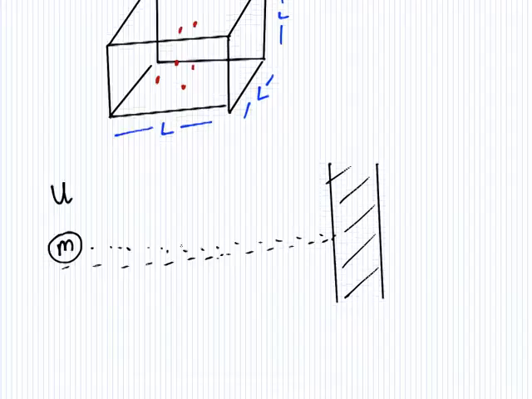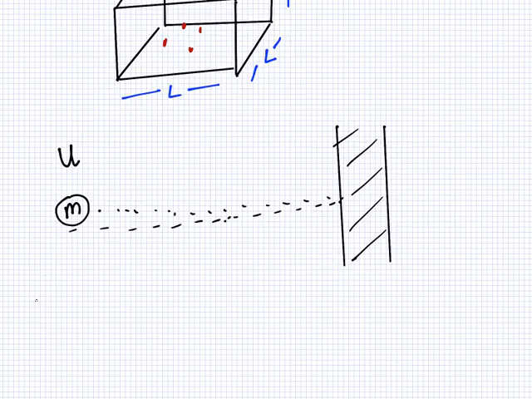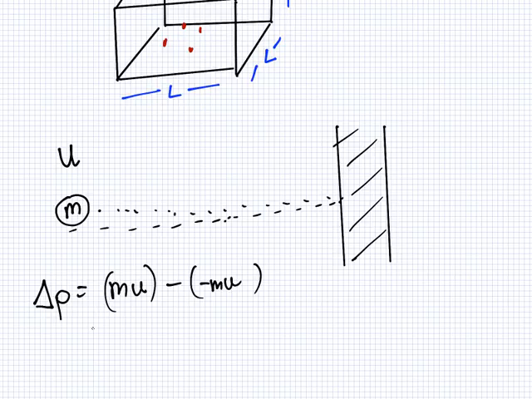Got that? Yeah? So, let's have a look at what's happening here. There's going to be a change in momentum, because before it hits the wall, its momentum is mu. And then what's its momentum after it hits the wall? What do you think? No, not zero. Because it hits the wall and comes back. So the momentum will be minus mu afterwards. Yeah? So the total change in momentum will be 2mu. So far, is that okay?